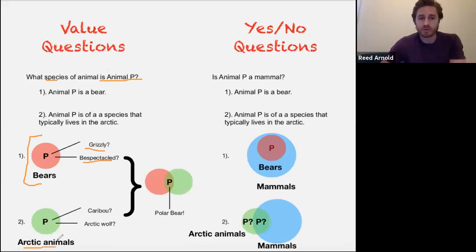If I'm in the green circle and I live in the Arctic, am I a caribou? Am I an Arctic wolf? It's not enough to know what species the animal is to know it lives in the Arctic. But when I take the two together, I'm in that polar bear zone.